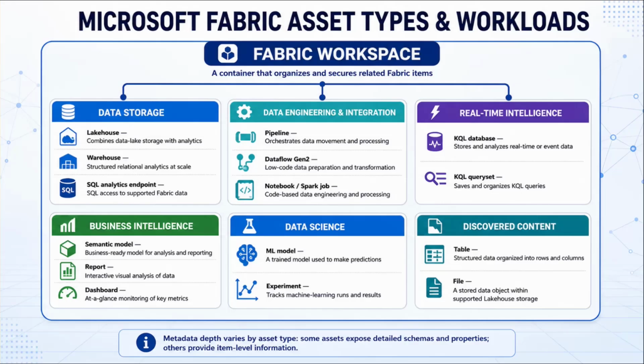It's important to understand that the amount of metadata available varies by the asset type. Some assets may provide detailed information such as tables, schemas, columns, files, and technical properties. Other assets may provide primarily item-level metadata such as the asset's name, type, description, owner, and workspace. Support for discovering an asset also does not necessarily mean that Purview performs content classification or applies sensitivity labels to it during the data map scan.